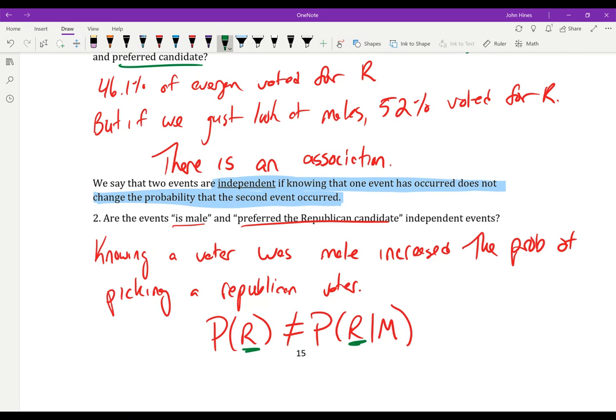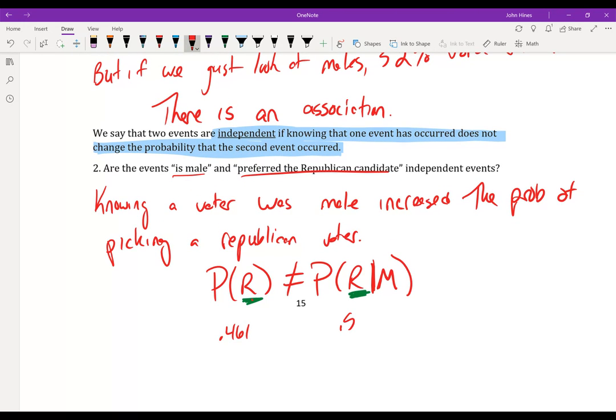Notice the R is in the front seat of the condition. That's your repeated event there. The condition is not the same. That's when I'm going to pick a different event. So I find the probability of Republican, that was 46.1%, 0.461. And then I find the probability of picking a Republican still, but this time I gave myself a condition. I gave myself a condition that I was only picking from the male voters. And that greatly increased the probability. Those two probabilities are not equal. Since they're not equal, they are not independent. These events are not independent.